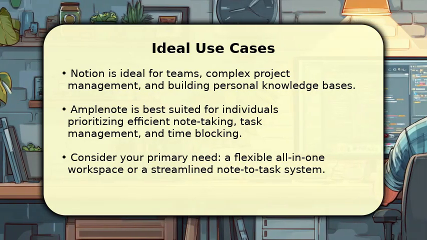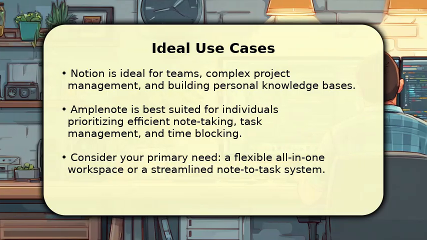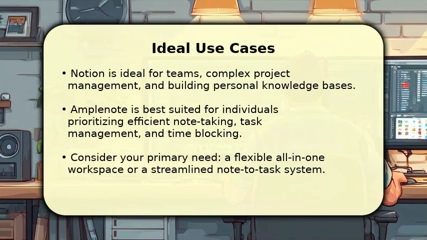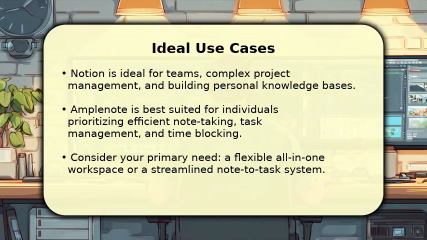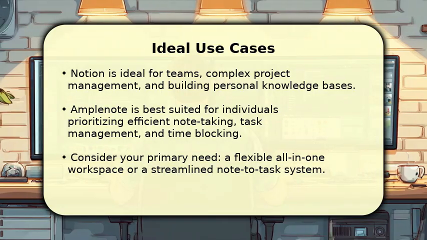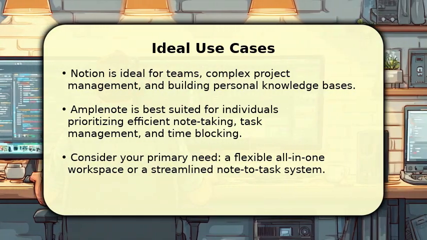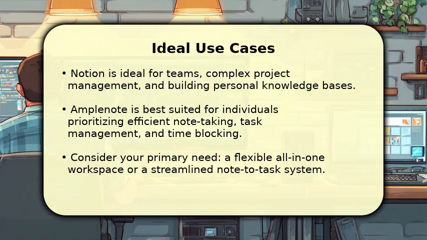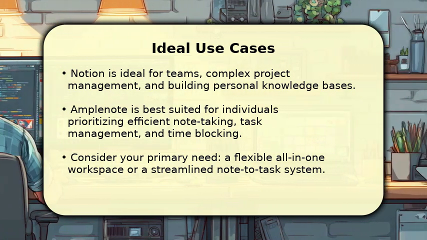Notion is an ideal choice for teams managing intricate projects, building extensive personal knowledge bases, or creating dynamic wikis. Its adaptability makes it suitable for a wide array of organizational needs. Amplenote, conversely, is perfectly suited for individuals who prioritize efficient note-taking, quick task management, and effective time blocking. If your workflow demands rapid capture and immediate action, Amplenote might be your preferred tool.